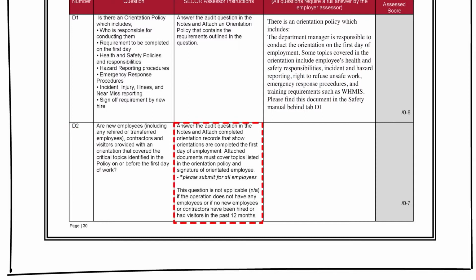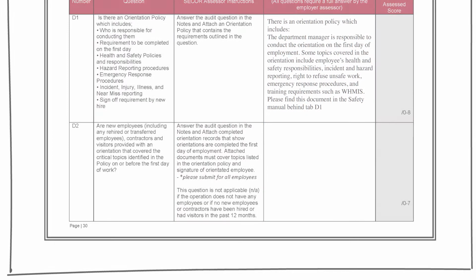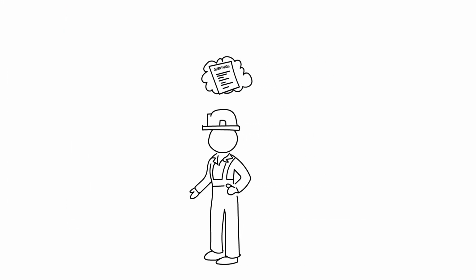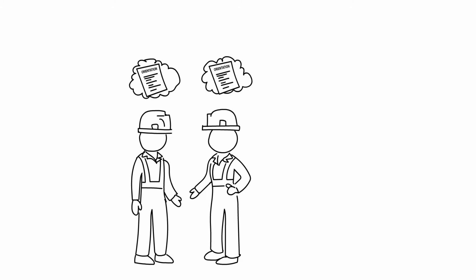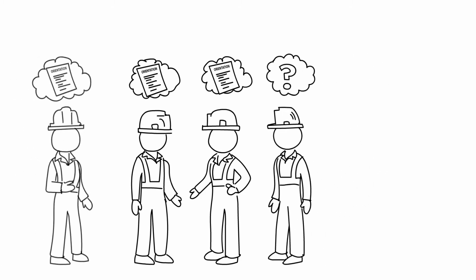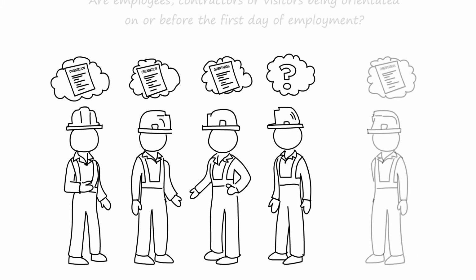The assessor instructions tell us that completed orientations are required, with dates to show when they were completed, the topics that were covered, and sign-offs from employees, contractors, or visitors. The reviewers will be looking for orientations for all your employees. They will be comparing the names against your employee breakdown form to determine if the question is being fully addressed.